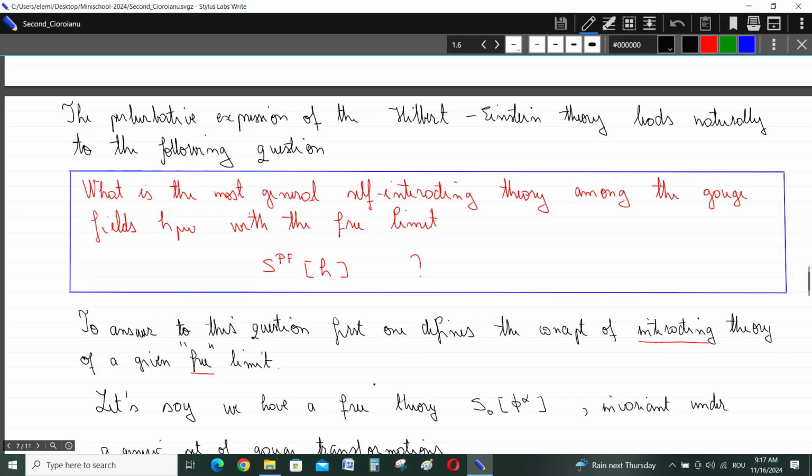Due to the perturbative aspect of the Hilbert-Einstein theory, it appears naturally the question concerning the most general self-interacting theory that could be constructed starting from a free limit like the Pauli Fierz action. In other words, is it possible to construct a more general theory than the Hilbert-Einstein action whose free limit is the Pauli Fierz action?